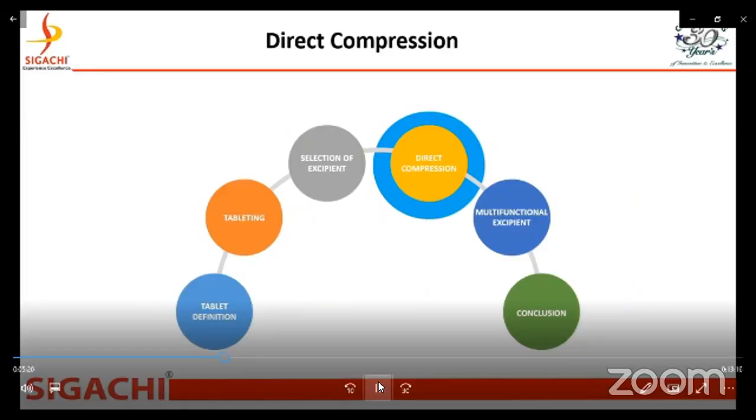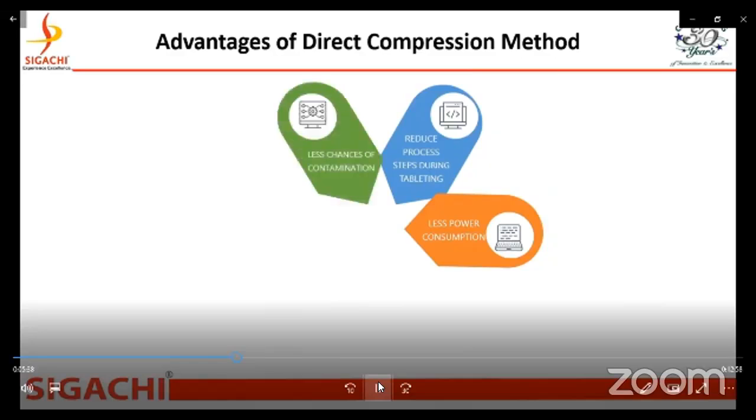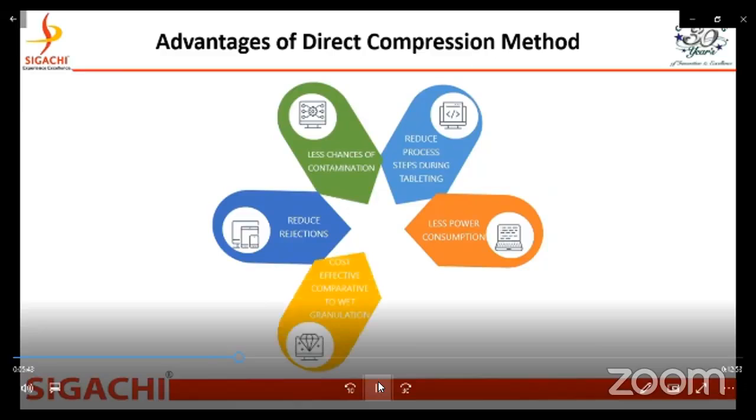Direct compression. Direct compression is a well-known and popular choice for manufacturing tablets given its speed and efficiency, and because it is the least complex way to manufacture tablets. Advantage: reduce process steps during tableting, time saving, cost effective comparative to wet granulation, less chance of contamination, less power consumption.